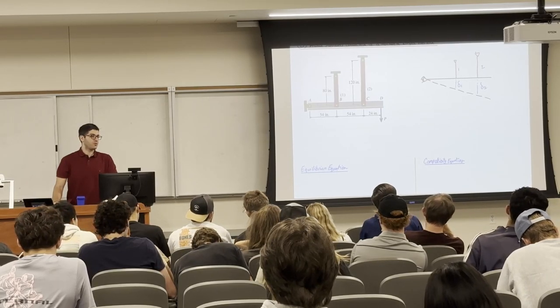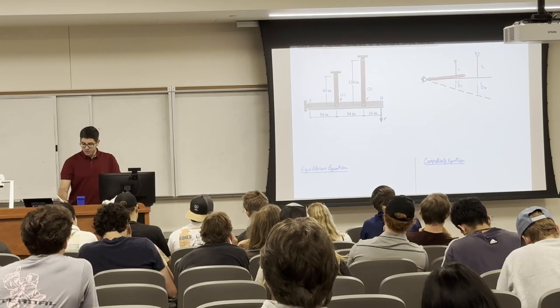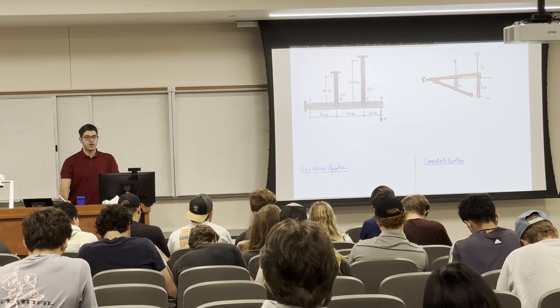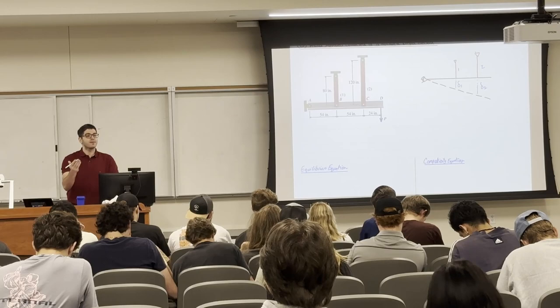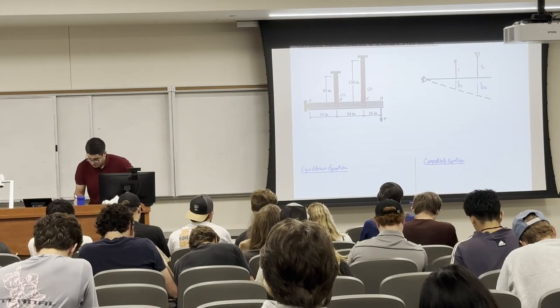Okay. You said the angle, right? That's correct. Do you see the triangle here? Using similar triangles, you can find the relation between delta 1 and delta 2. Let me remind you.